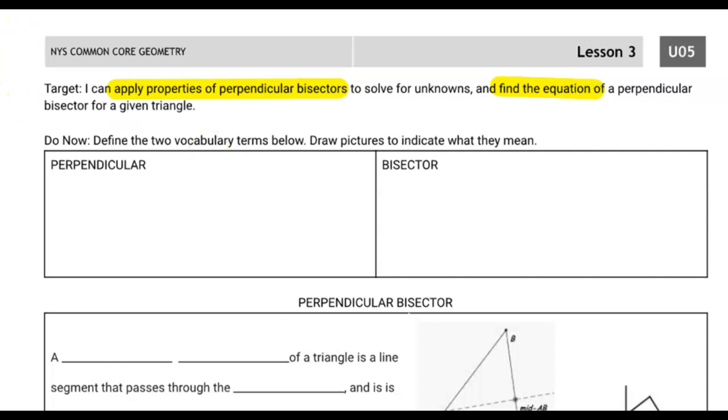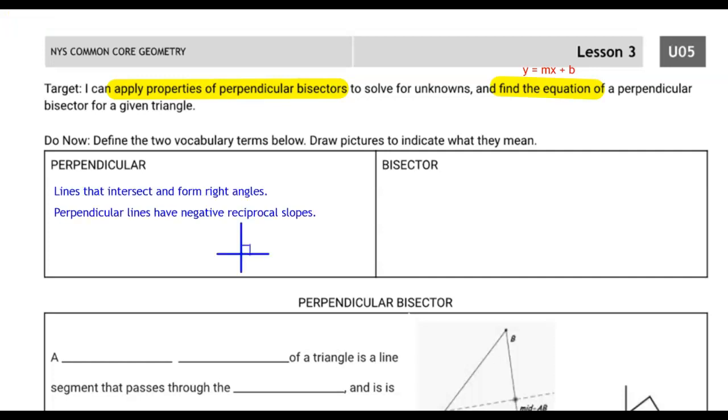Keep in mind that the equation of a line is very straightforward. It's just y equals mx plus b. In this do now, it's very straightforward. It's just asking you to define the two vocabulary terms below because we're talking about perpendicular bisectors today, and both of these words mean something very specific in geometry. So pause the video and try this one out and come back to see if you got it right.